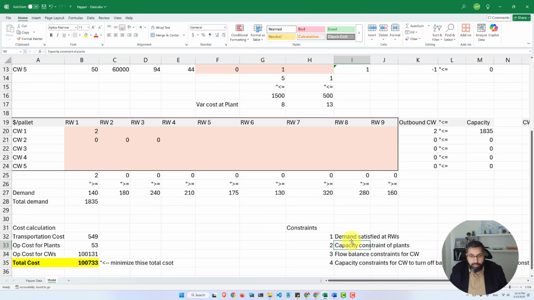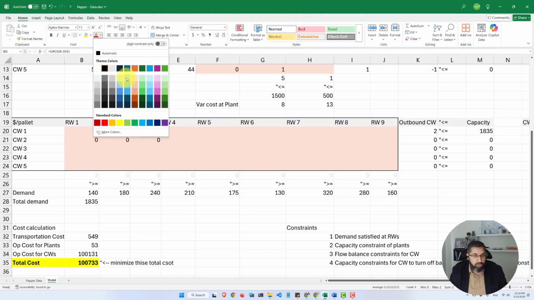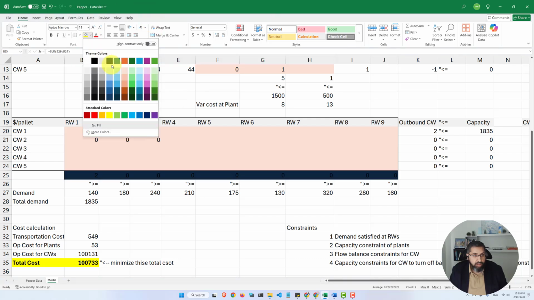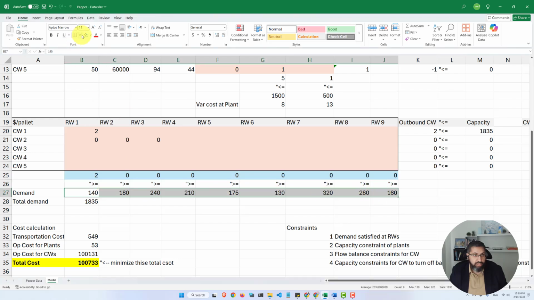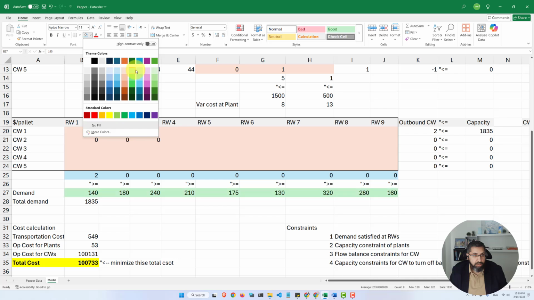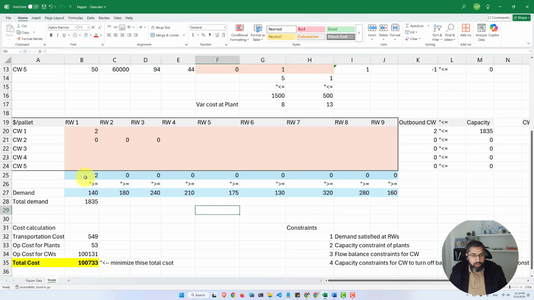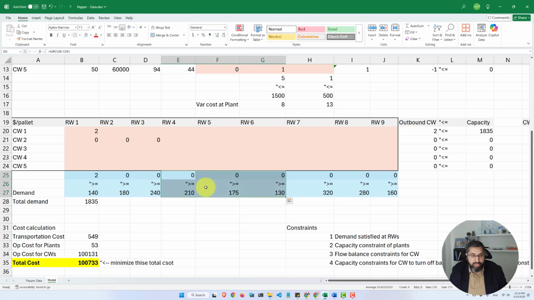Okay, so demand satisfied order. That's this constraint right here. So I'm going to color them light blue, not the font, sorry, the fill. And then this is the other side of it. That's just a constant. We'll make also light blue. Yeah. And you can make this light blue too. So that's my demand satisfied constraint.